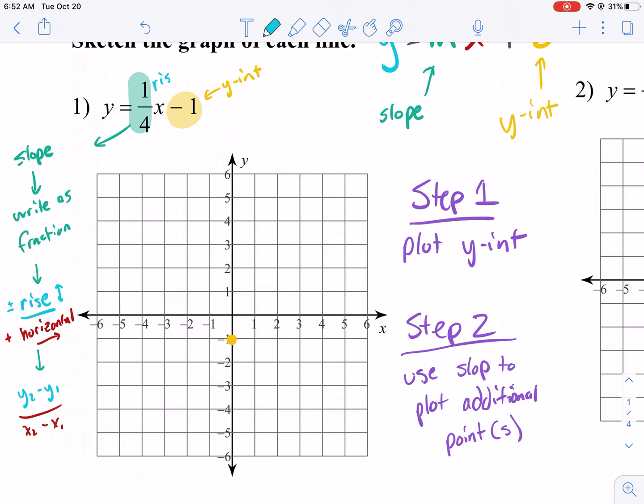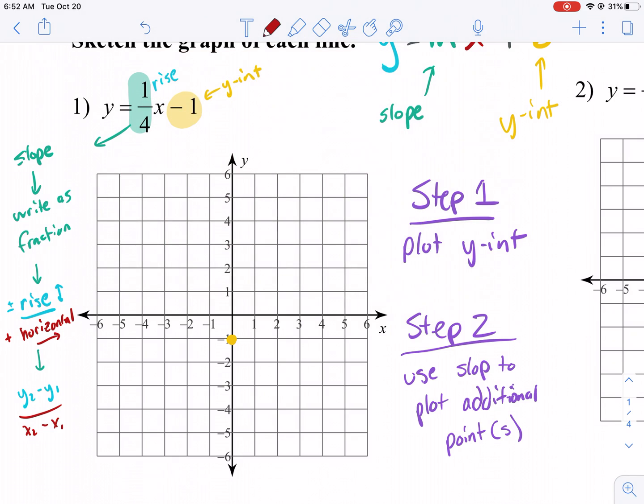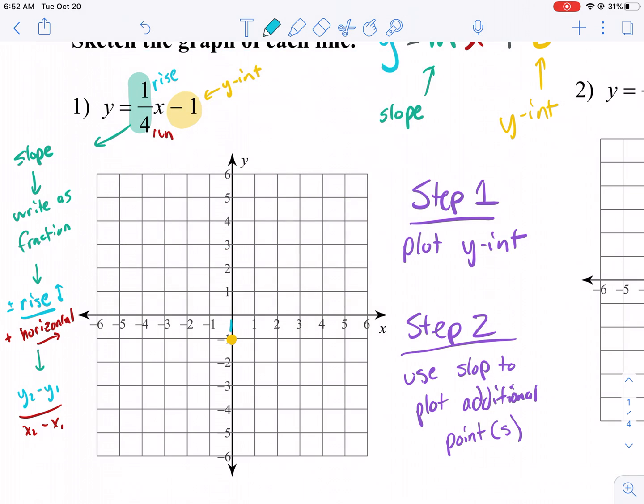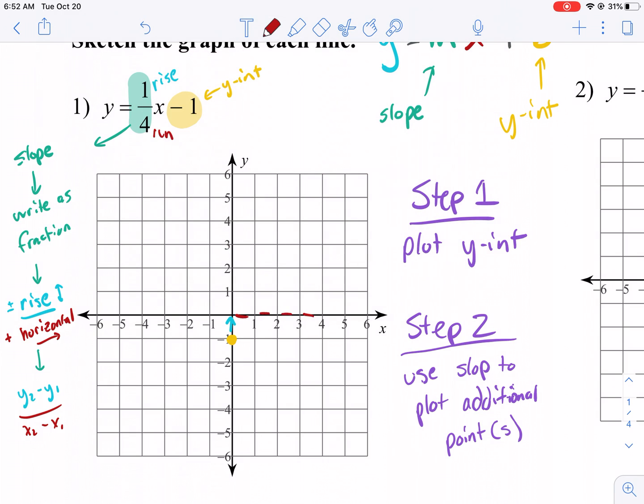We already said that. So that means I'm going to rise 1, and it's positive, so that's up. And I'm going to run 4, and that's positive, so that's right. Positive direction for y, as you can see, these are positive numbers. Positive direction for x, as you can see, those are positive numbers. So I'm moving up, and I'm moving to the right. So I rise 1, so I go up 1. Boom. I run 4. 1, 2, 3, boom.